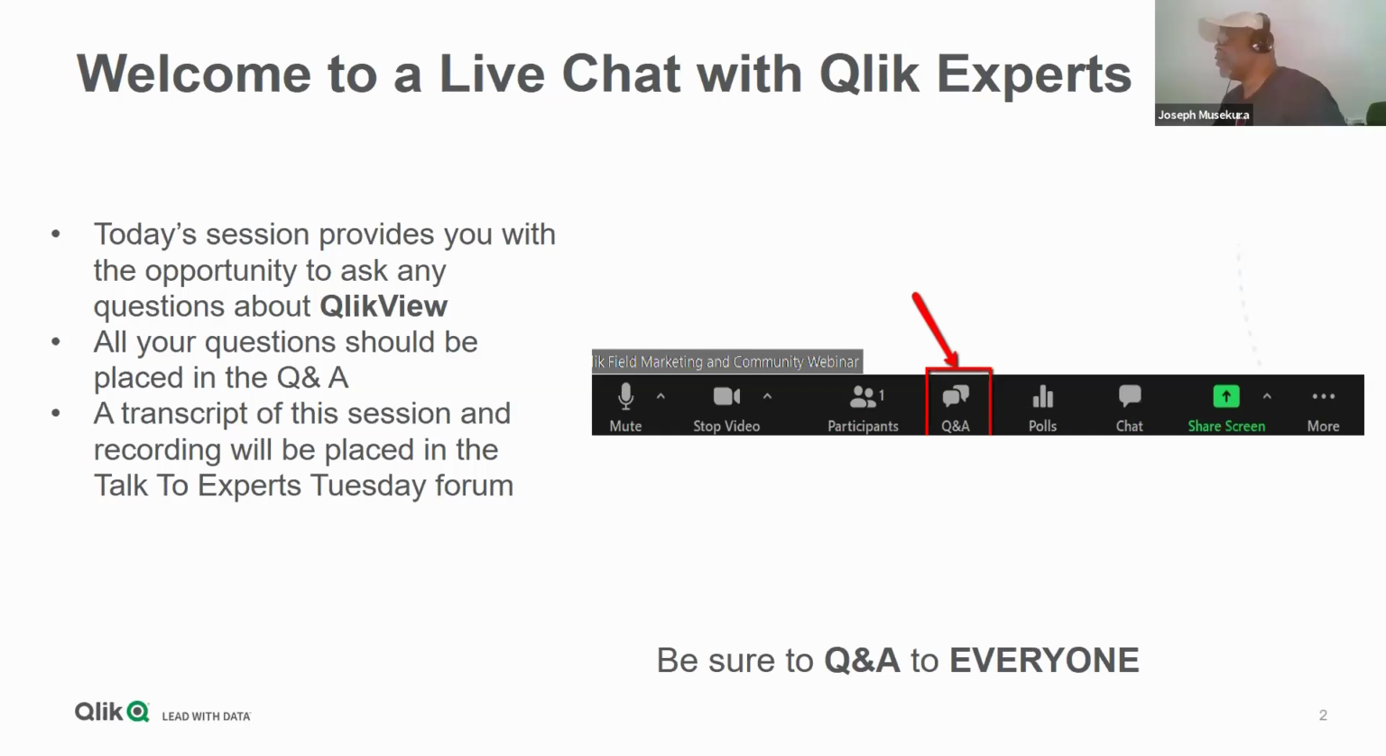Yeah, I have to unmute myself first. Okay. My name is Joseph Musakura. I'm based in London, Sweden. I work normally with the front end, Desktop, Azure Analytics, QlikView, QlikSense, and I've been with Qlik for almost 9 years. Thank you. That's awesome. Thank you, Joseph.